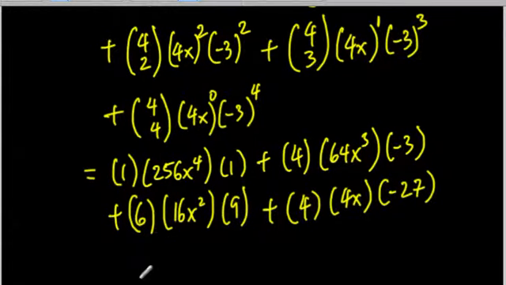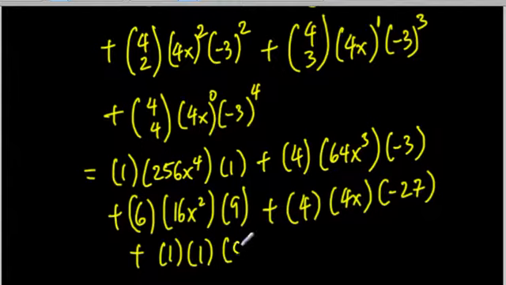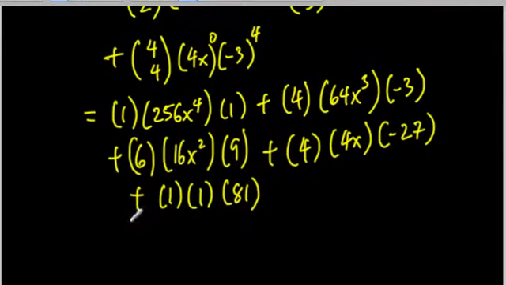And finally, the last one is 4 choose 4, which is 1. 4x to the power of 0 is also 1. And the last term, negative 3 to the power of 4, is actually 81. Now, I doubt they will ever make you, in the IB exams or any other exam for that matter, do that many powers, but this is basically how you do it. If you're given a calculator, then it's even easier.